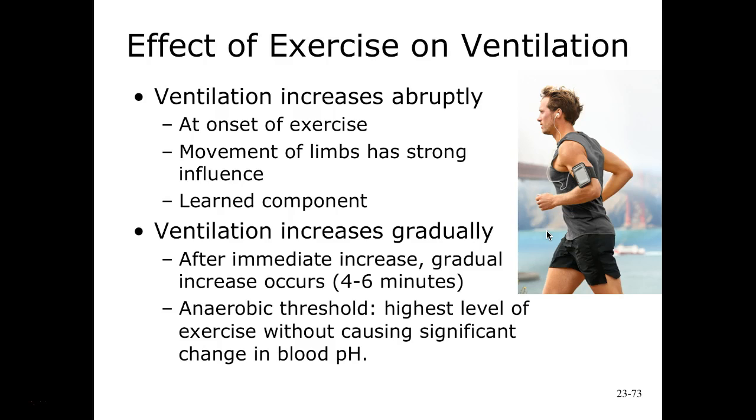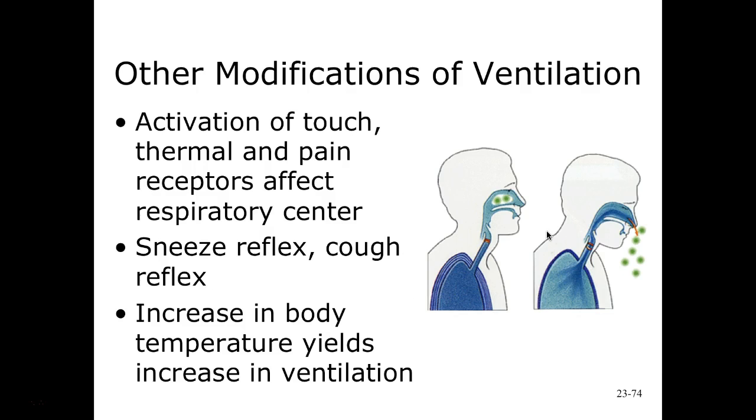So then there's also the case where we have ventilation that is gradually increasing, and we're going to have an immediate increase and gradual increase that's going to occur. That all takes place between 4 and 6 minutes. Now we have this thing called anaerobic threshold, and this is the highest amount of exercise that we can do without significantly changing our blood pH. And of course that gets a little bit better as we become more trained within the exercise that we're doing.